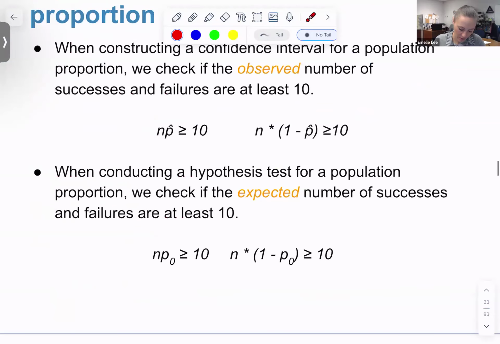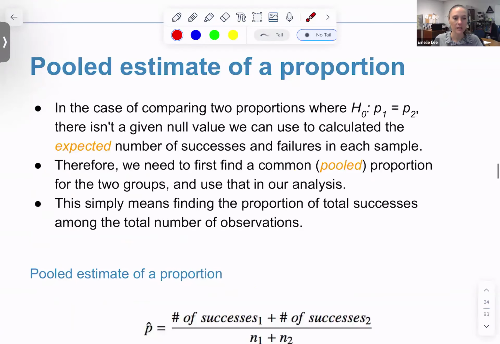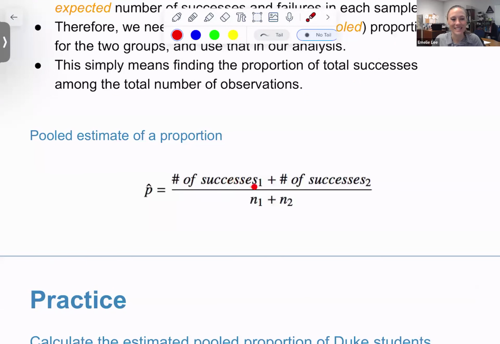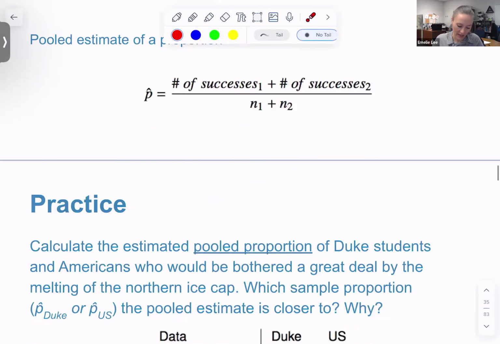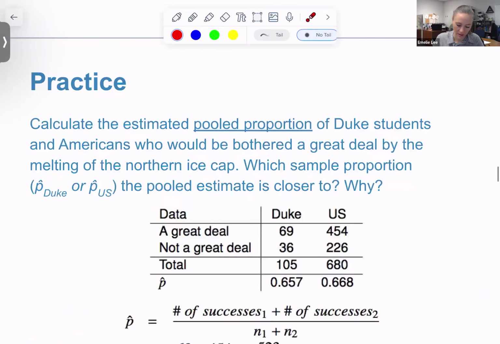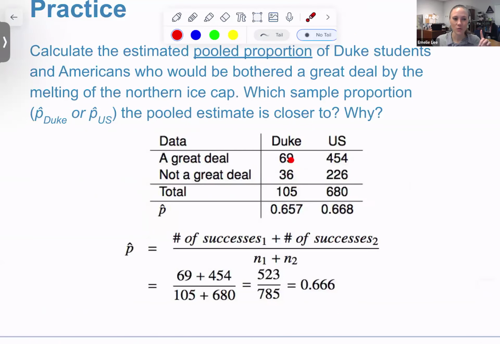So we've already talked about the conditions. And so here, I'm going to skip to the pooled estimate of a proportion, and we're going to talk about the pooled successes over the pooled sample sizes. We want to calculate the estimated pooled proportion of Duke students and Americans who would be bothered a great deal, blah, blah, blah. So we have X1, X2. What we're going to do is take the total successes over the total sample size, and we're going to get this new pooled proportion.